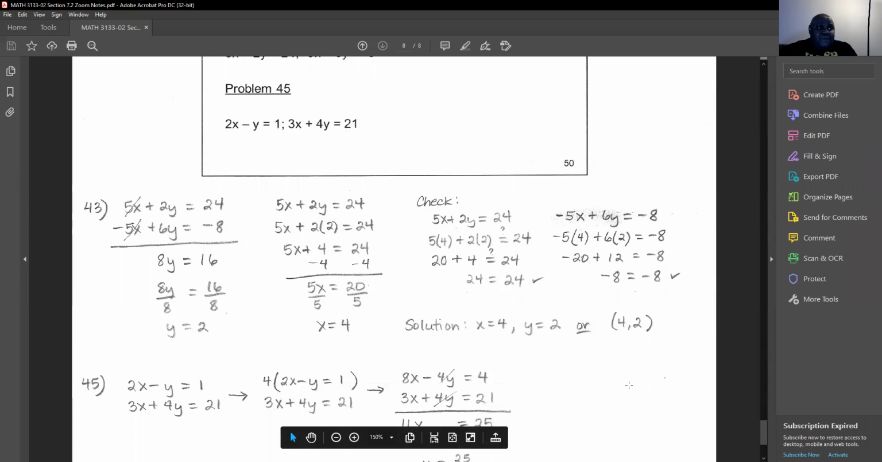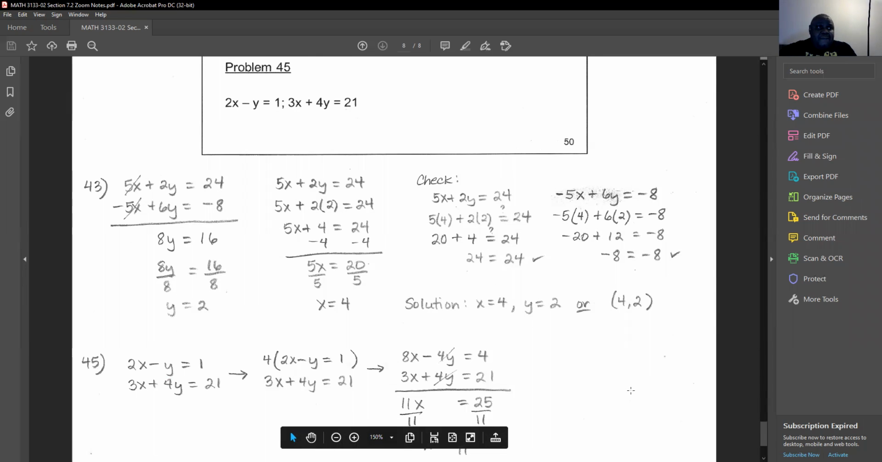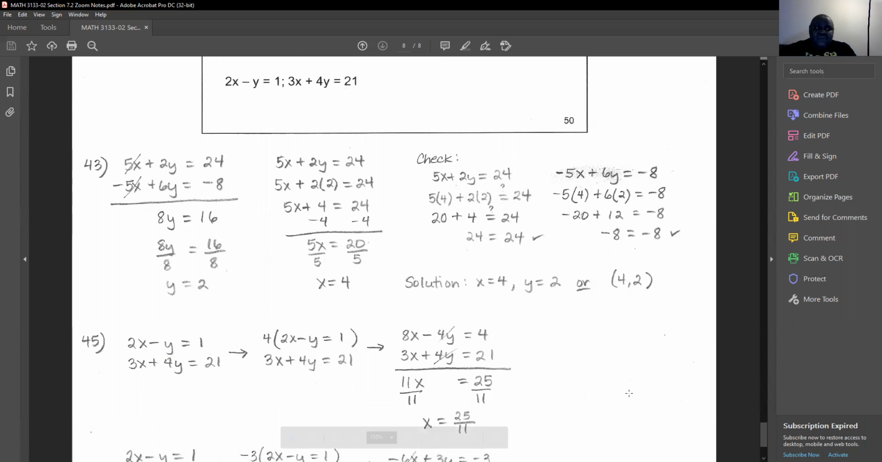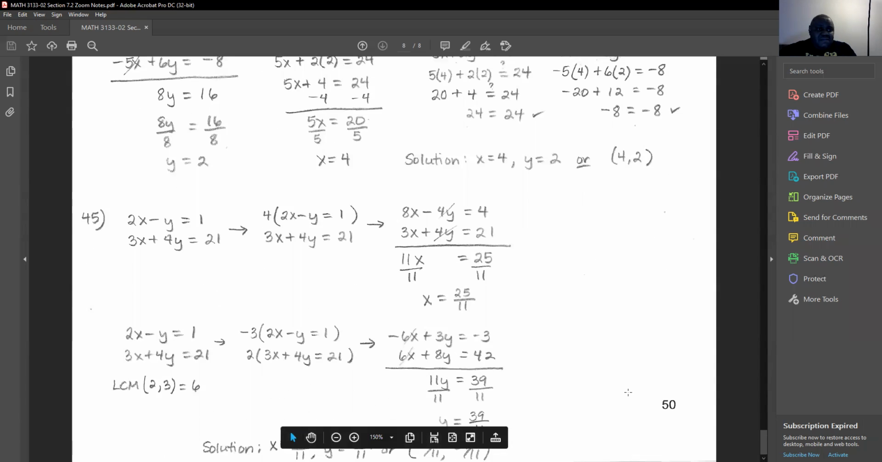All right, now problem number 45. Here you got 2x minus y is equal to 1 and 3x plus 4y is equal to 21. Now this one is a little bit different.